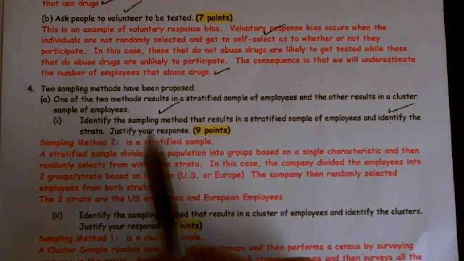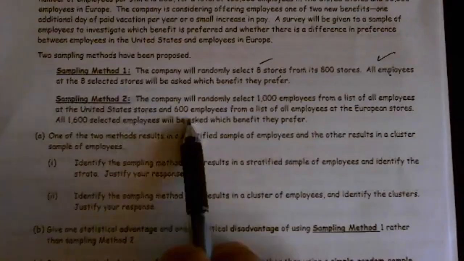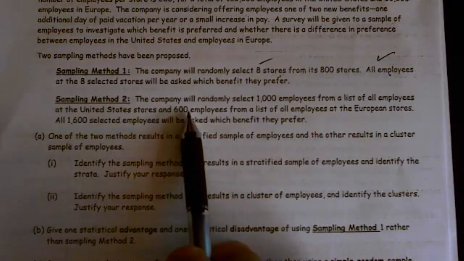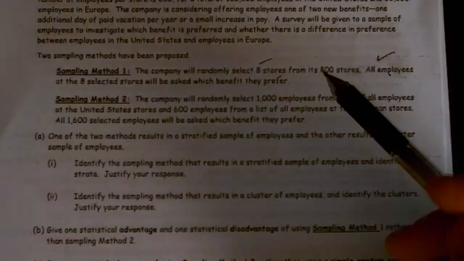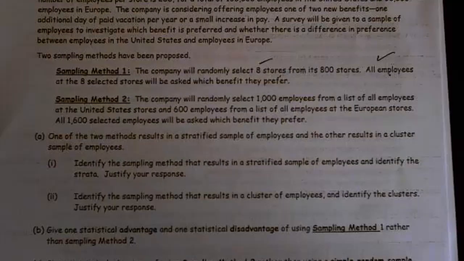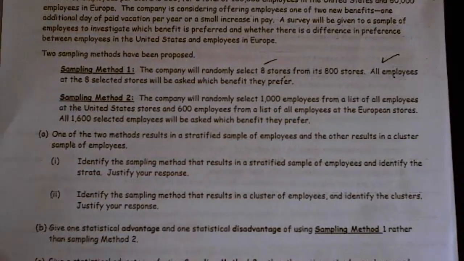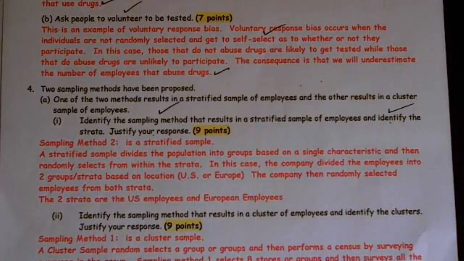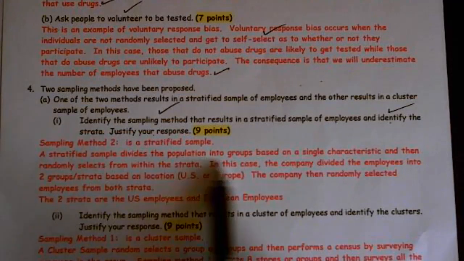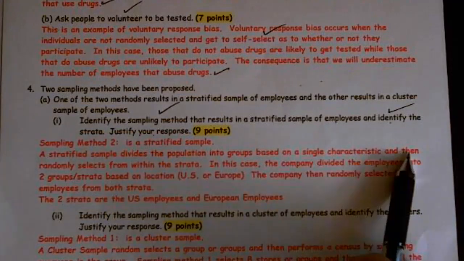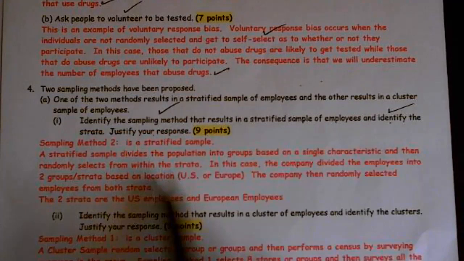Sampling method 2 was the stratified, and why was it stratified? Because we broke it into 2 groups, US and Europe, and then went to each group and surveyed some from each group. Broke it into groups and surveying some from each group is stratified. So a stratified sample divides the population into groups based on a single characteristic and then randomly selects from the strata. There's my justification definition.